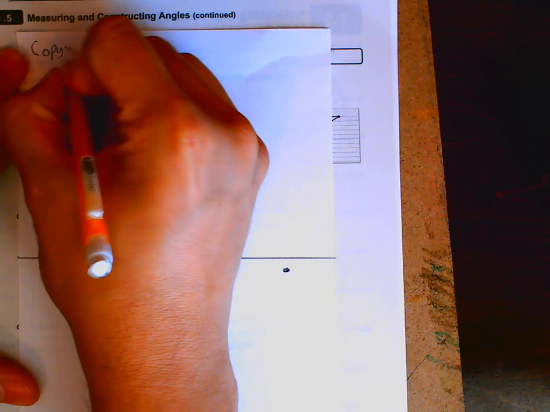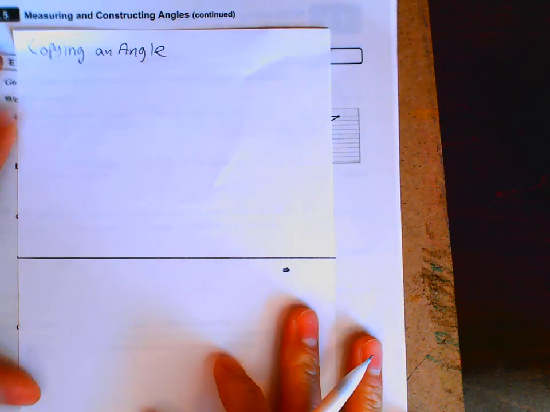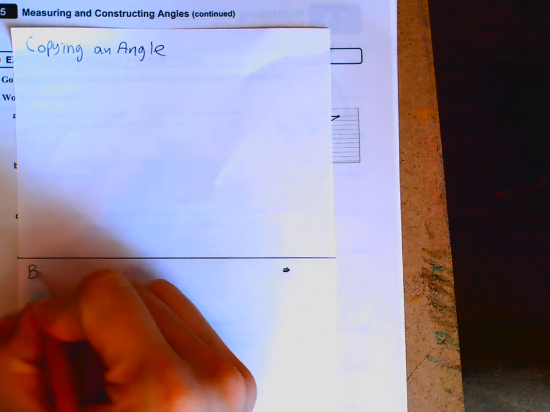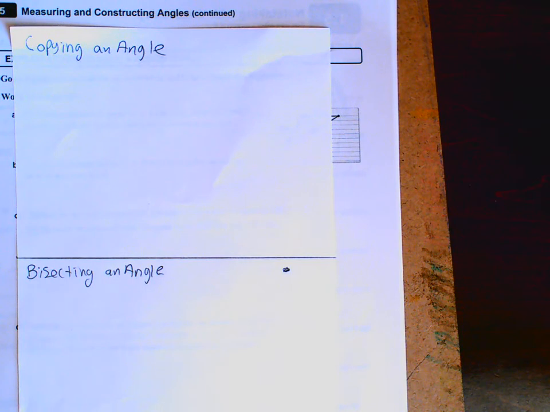So we're going to do two constructions. The very first one is the construction called copying an angle. And the second construction we're going to do is called bisecting an angle. Now there are tons of videos on how to do this on YouTube. If my method is a little confusing, feel free to go on YouTube and put construction, copying an angle, or how do you bisect an angle. YouTube is full of really good videos that will help you learn how to do these.